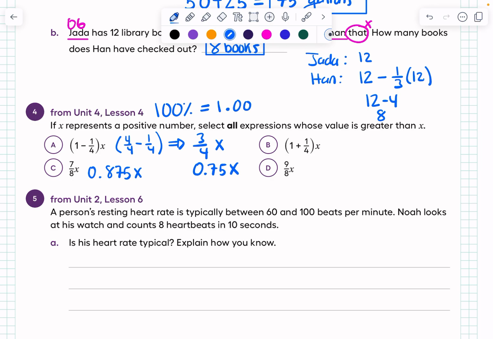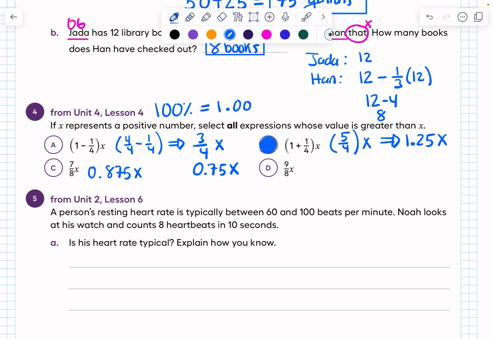So on B, if I have 1 plus 1/4, that would be 5/4, correct? So I have 5/4 x. 5/4, really what that would be is 1.25 x. So that means it's over 100%. So this B is definitely an answer.